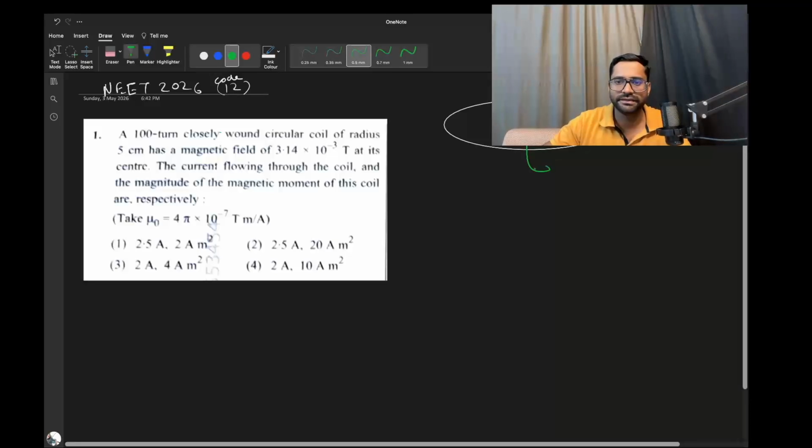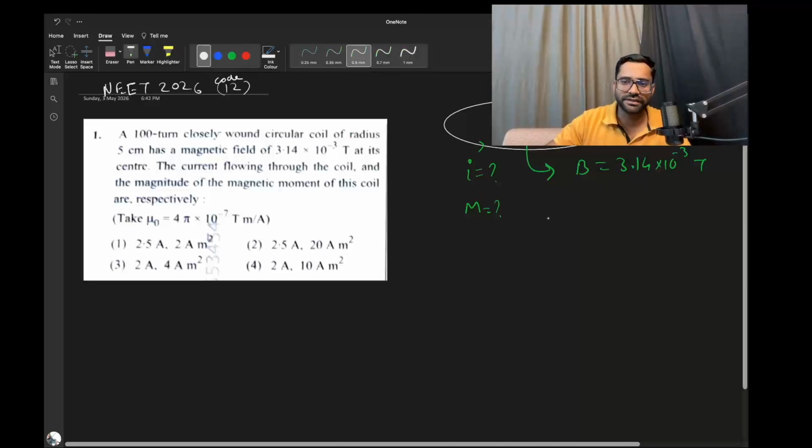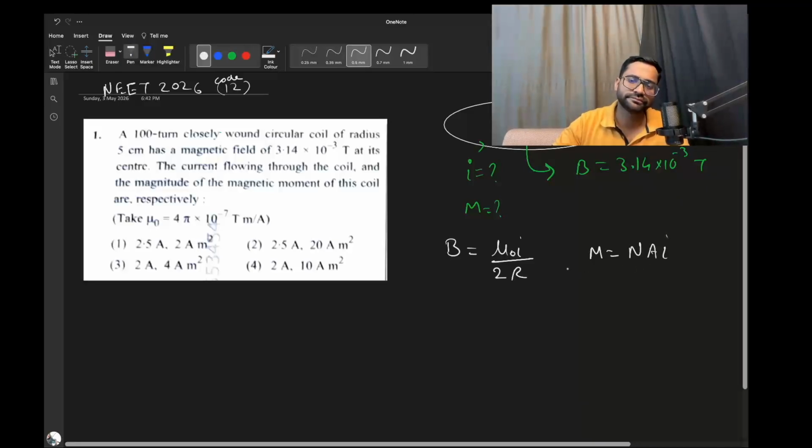Magnetic field at the center is 3.14 into 10 raised to minus 3 Tesla. Find the current flowing through the coil and the magnetic moment of the coil. So to find current, magnetic field is given. You can use the formula: magnetic field is mu naught I upon 2r, and magnetic moment formula is NAI, right?